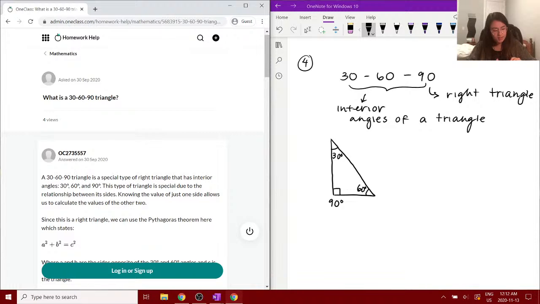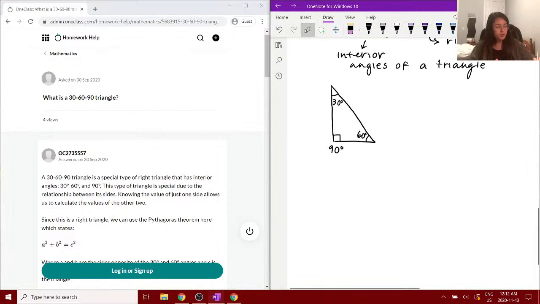So a 30, 60, 90 triangle is a special type of right triangle. It has interior angles 30 degrees, 60 degrees, and 90 degrees. This type of triangle is special due to the relationship between its sides. So knowing a value of just one side will allow us to calculate the values of the other two. So let's try to work that out, okay?